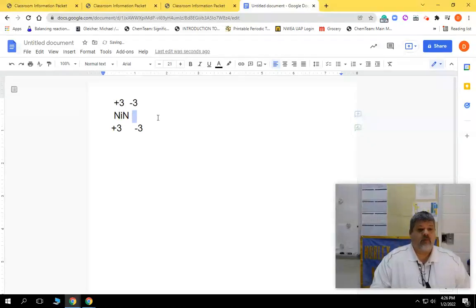Okay, so then I would call this one nickel, parentheses, Roman numeral 3, and then nitrogen would change to nitride. So it would be nickel 3 nitride. So let's get rid of this one right here.